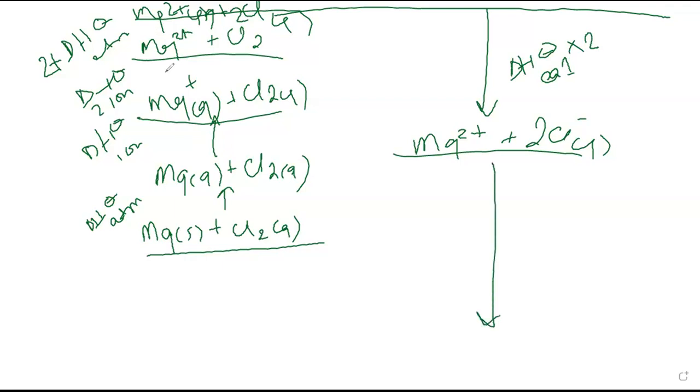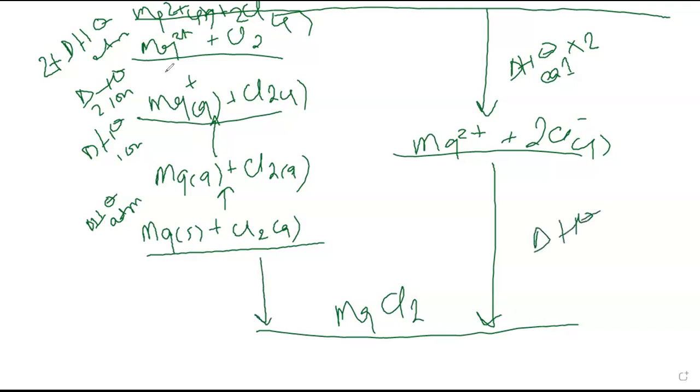Now the process is pretty much done. Magnesium and chlorine will react together to make magnesium chloride. And the final thing is to add, this is the enthalpy change of your lattice. And this is the enthalpy change of formation.